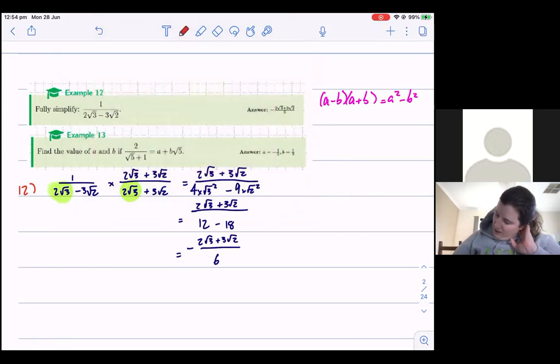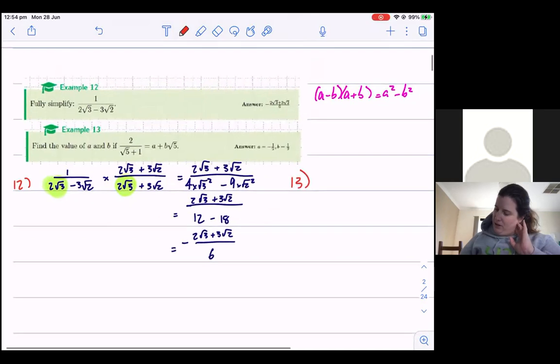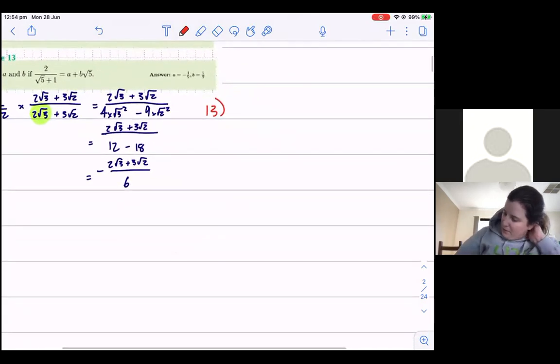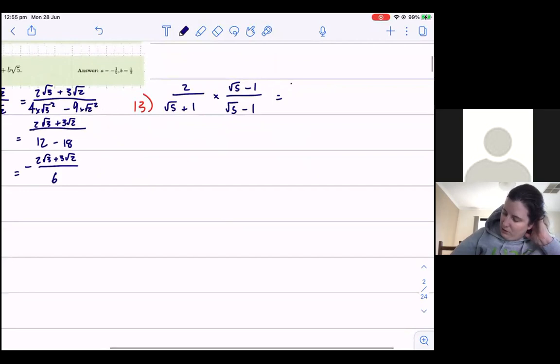Question 13 is essentially the same thing, but they want us to pretty up our answer. We're going to end up rationalizing the denominator, but then we're going to express it as one thing plus another thing times root 5. So if we've got 2 over root 5 plus 1, well, to rationalize, we're going to have root 5 take 1, root 5 take 1. So I should continue my working out over here. 2 times root 5 is 2 root 5.